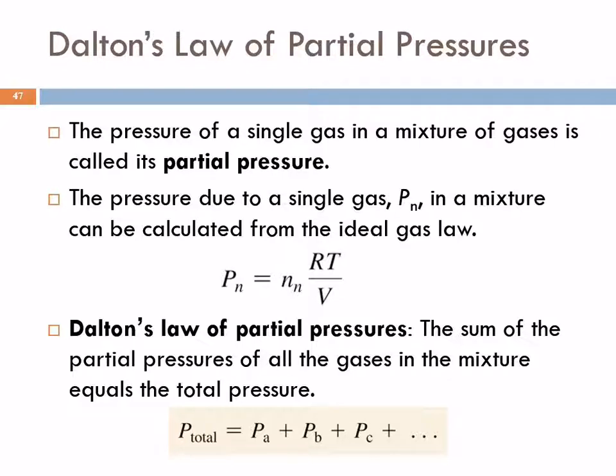In a mixture of gases, each individual gas is going to exert its own pressure, and that's called a partial pressure. The partial pressure for a single gas, N, can be calculated from the ideal gas law. The pressure of gas N is equal to the number of moles of N times RT over V. R is a constant. The temperature and the volume are going to be the same for all of the gases in that sample. If you have a 1 liter container, all of the gases are occupying 1 liter of volume.